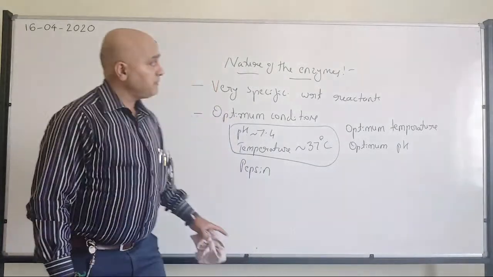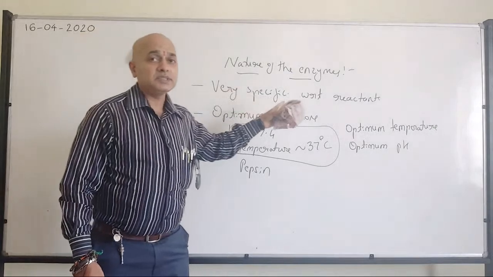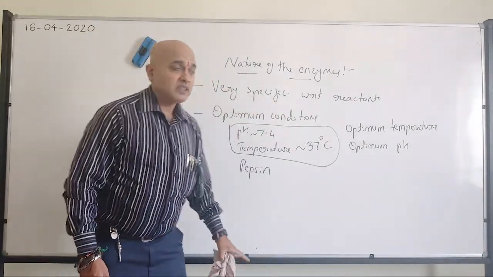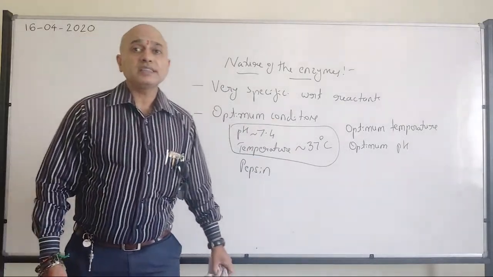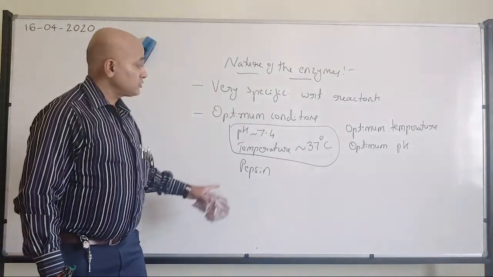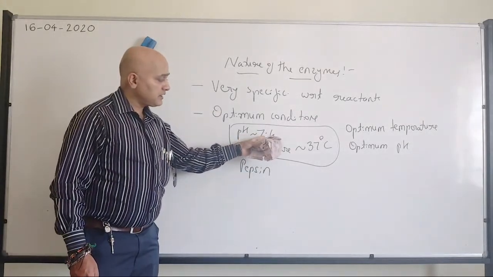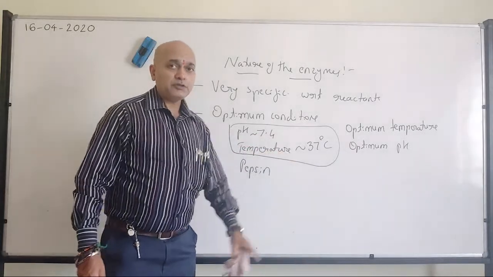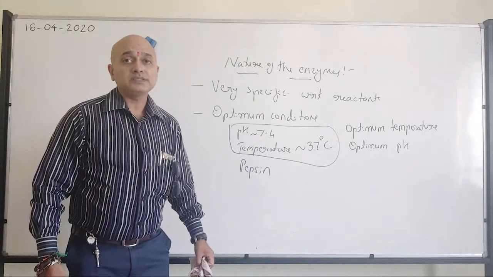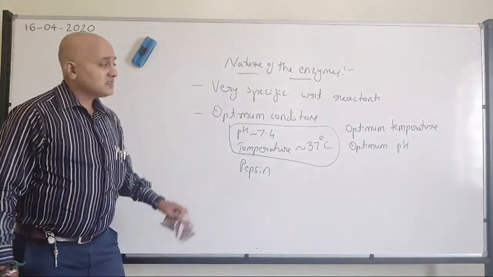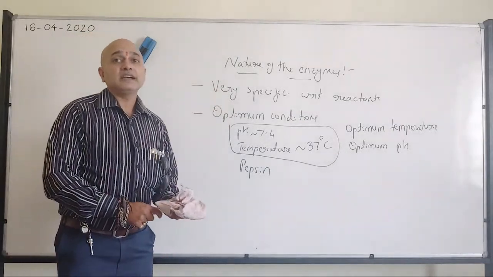Fine. So what I mean to tell you is, when I am talking about the first character of the enzymes, they are very specific. Second one, they require optimum condition for their activity. Which are those optimum conditions? With respect to pH, it can be somewhere around 7.4, and with respect to temperature, it can be somewhere around body temperature. With respect to humans, I am talking about. Right? So that's where we have two very important natures of the enzymes.